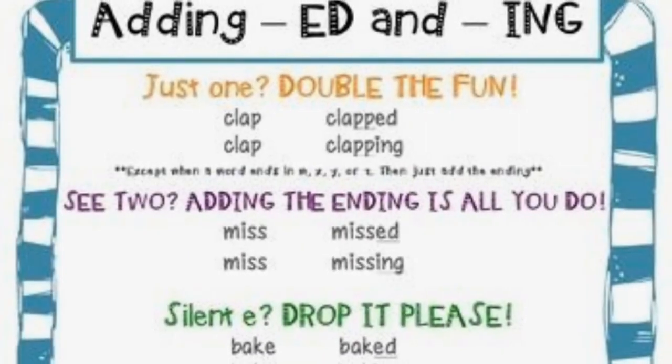So to review, if there's just one, you're going to double the fun. Double that final consonant. Except for our W, X, and Y. You'll just add the ending to it. C2, add the ending is all you do. So if there are two consonants at the end of the word already, you just add the ending that you need. Silent E, drop it please. We'll take off that final silent E and we'll add our ending that we need.